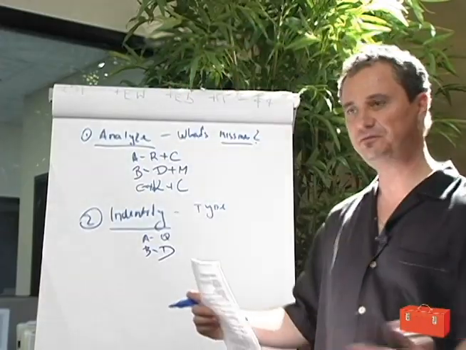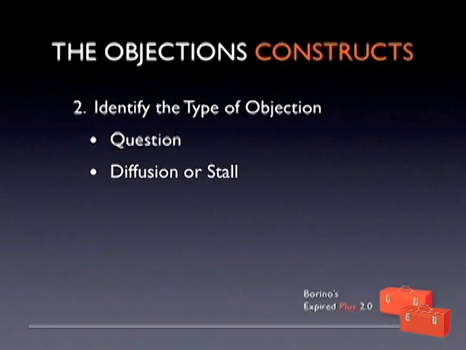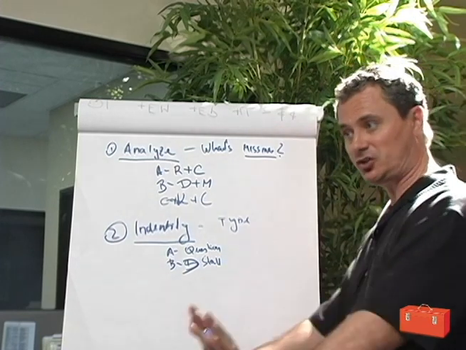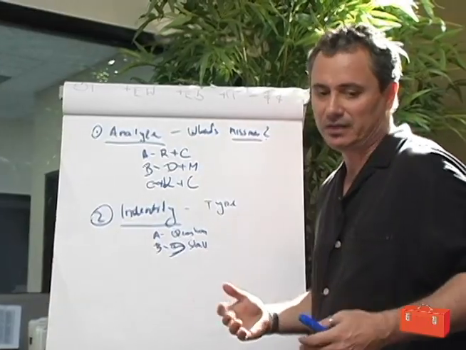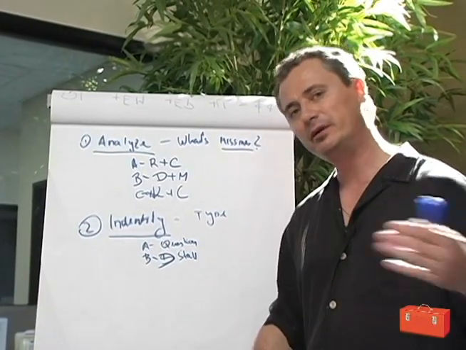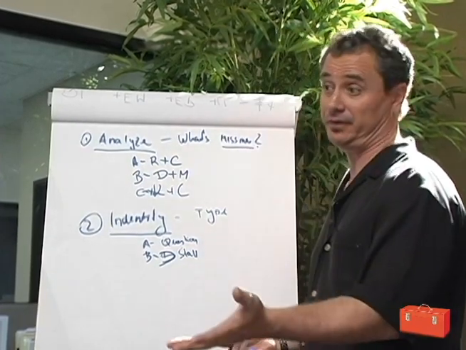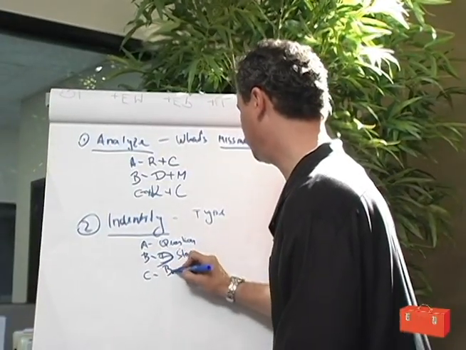The second one is a diffusion. They're just diffusing the situation, putting up a little fence. It could be a stall. They're stalling, and there may be reasons why. It could be something as simple as, we aren't comfortable making quick decisions. We got burned before, so we need to buy some more time. That's usually when you get, "We want to think it over." So question, stall, and the third one is a brush.